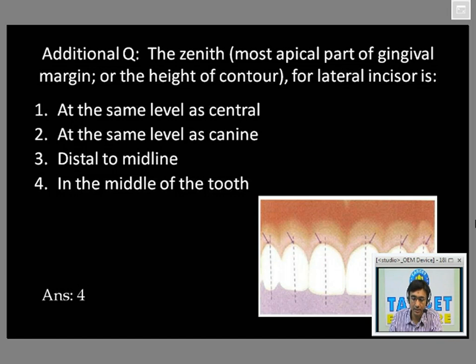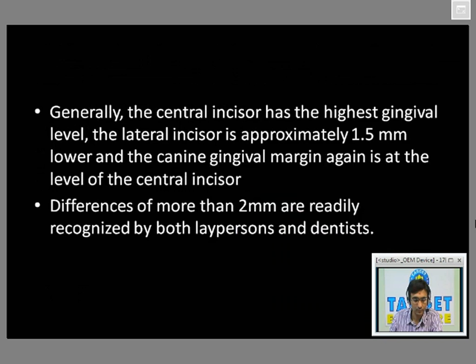The zenith of the central incisor is a bit distal, whereas for the lateral incisor it is in the middle. Generally, the central incisor, as I told you, has the highest gingival level, but almost at the same level as the canine. And the lateral incisor is 1.5 mm lower than the central incisor. If the zenith of the lateral incisor is lower than the central incisor by more than 2 mm, a lay person can identify it, which is very important, because orthodontic treatment depends more on what lay persons visualize than on what dentists visualize.